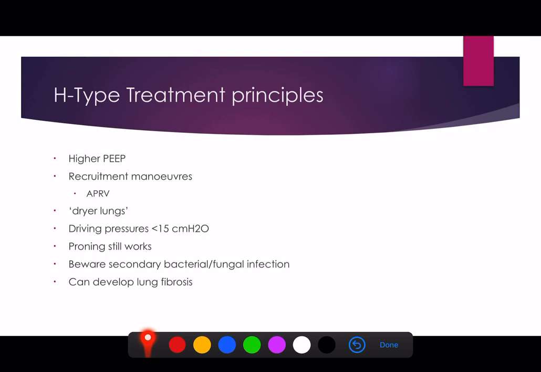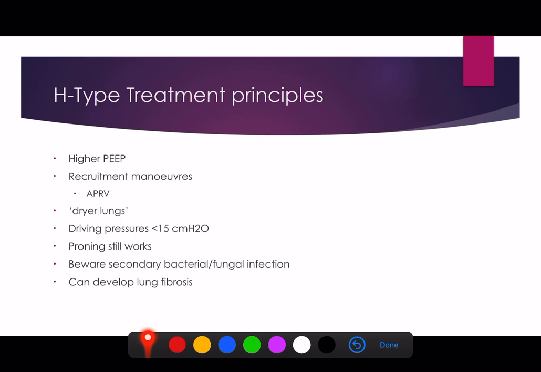Proning still works in some of these patients, so even if they do develop this heavy consolidation, if they respond to proning, keep proning them. It's good for their lungs and may reduce their driving pressures and may improve their compliance.